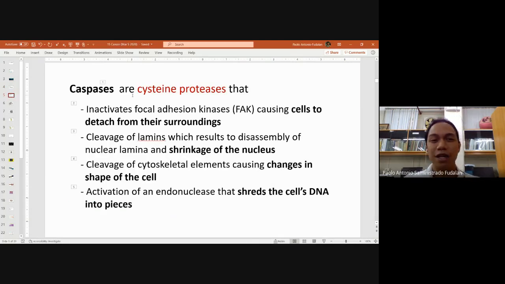So, what are caspases? They are proteases. Look at this. Number one, they inactivate focal adhesion kinases. You know what focal adhesion is, right? It's used by the cell to hold on to its surroundings. When that is inactivated by the caspases, the cells will detach from their surroundings. So before the cell dies, it will detach first from its surroundings.